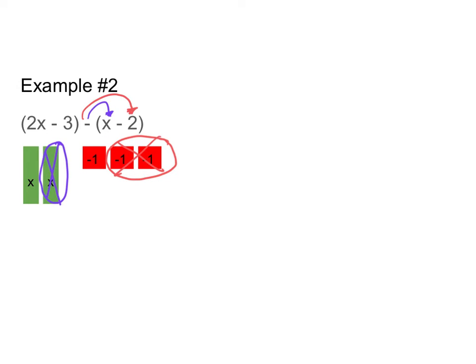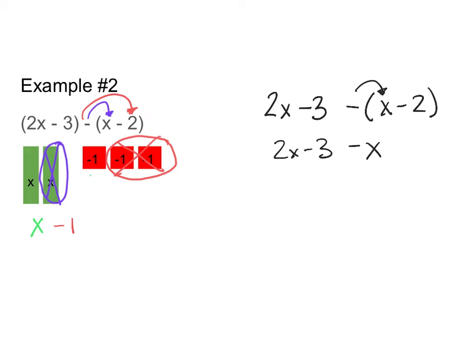So what do I have left over? Well, I have this green x right here. So I have x. And then I have this negative 1. So I have minus 1. So I'm going to go ahead and show you what that looks like with algorithm. So I have 2x minus 3. And then I have to take away the, so I'm going to put the minus x minus 2. Okay. So I'm going to take away the x. So I have 2x minus 3 and then minus x. Then I have to take away a negative 2. And when I do that, I'm actually adding 2 here.